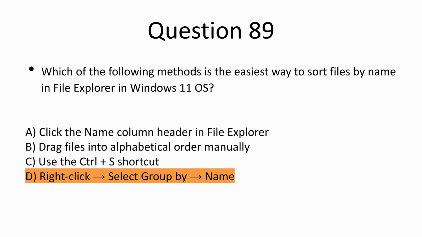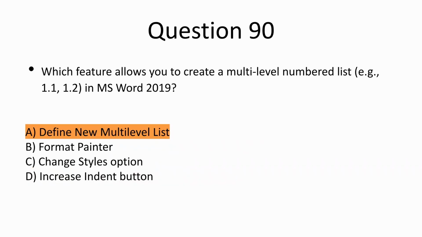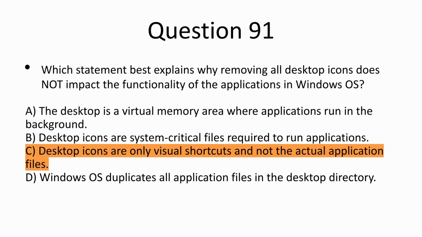Question 89 asks for the easiest way to sort files by name in File Explorer in Windows 11 OS. The answer is D. Right-click, select Group By, and then Name. Let's begin with question 90. Which feature allows you to create a multi-level numbered list, such as 1.1, 1.2, in MS Word 2019? The correct answer is A. Define new multi-level list.